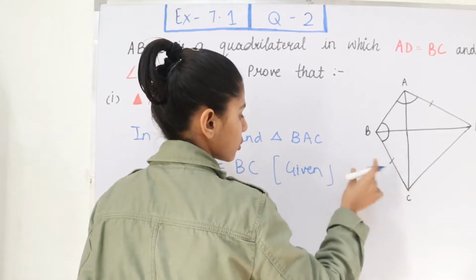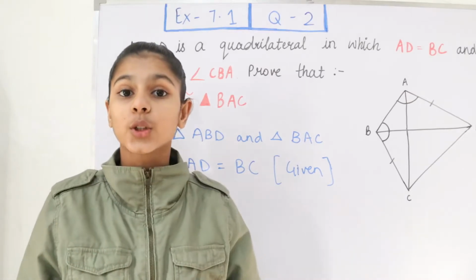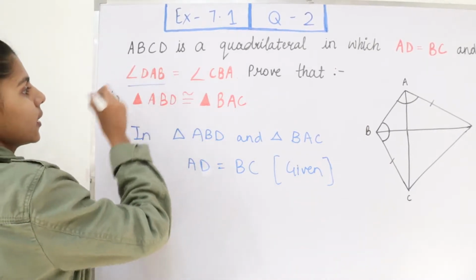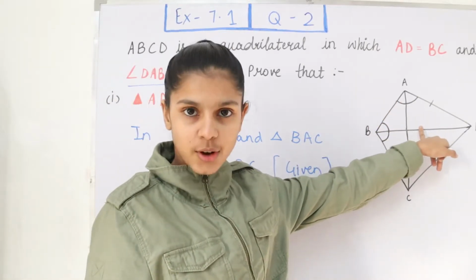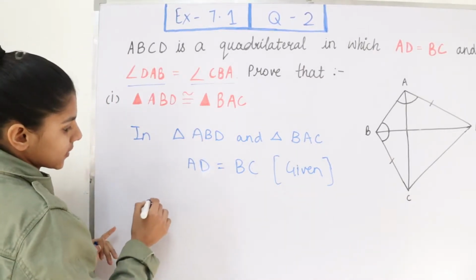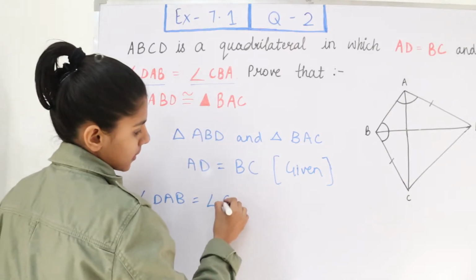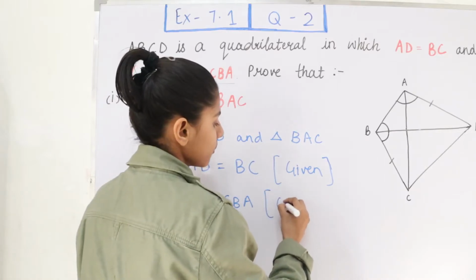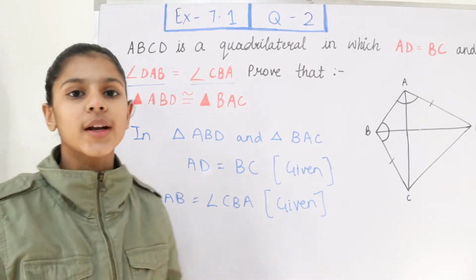We need three conditions for proving them congruent. One we have got: one side equal. Now we need two more conditions. It is told in the question that angle DAB is equal to angle CBA, and angle DAB is part of this triangle and angle CBA is part of this triangle. So hence we can write angle DAB is congruent to angle CBA. And the reason will be given, because it is also given to us that these both angles are equal. Two conditions we have got.